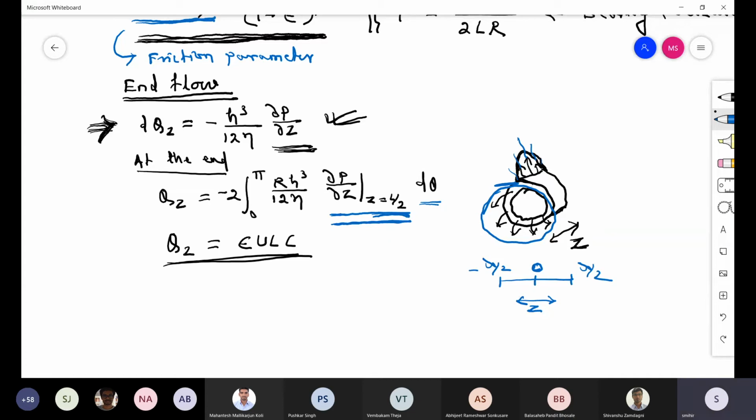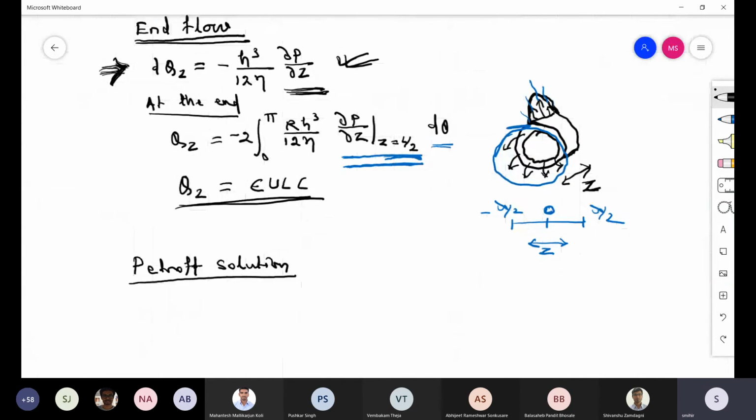Okay. So this is mostly regarding the derivation related to the journal bearing. But another very quick estimation, without deriving anything, is given by Petrov. This has nothing to do with the Reynolds equation. This is called the Petrov solution. Okay. What Petrov did, Petrov assumed that the bearing is really lightly loaded.